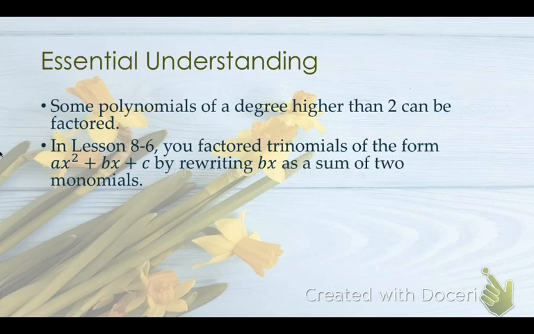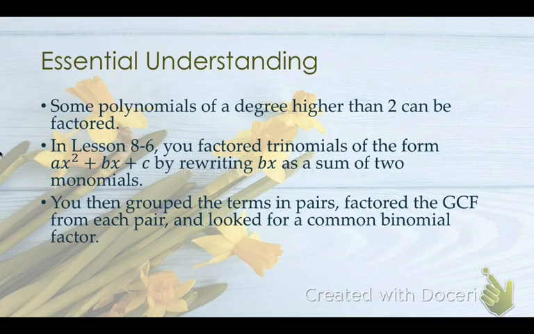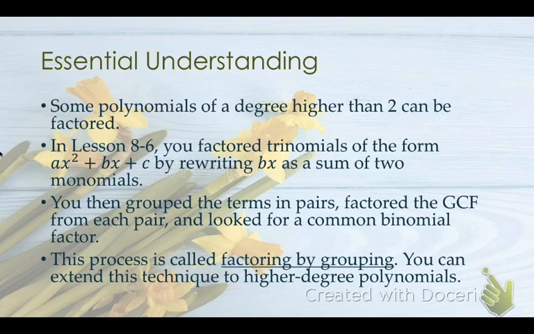In lesson 8.6, which was just a couple days ago, we factored trinomials that were ax squared plus bx plus c, and we did that by writing bx, the center term, as a sum of two monomials. We found factors that multiplied to equal ac but added to equal b, and then we split the bx up into that. Then we grouped our terms in pairs. We kind of split our problem down the middle and factored two separate sets to look for the binomial factors for our answer. That process is actually called factoring by grouping.